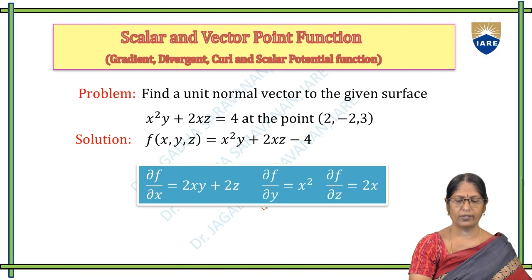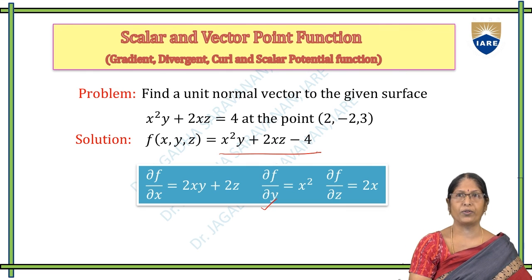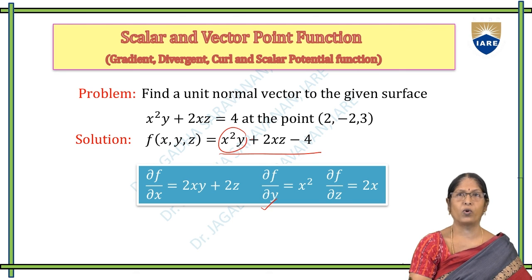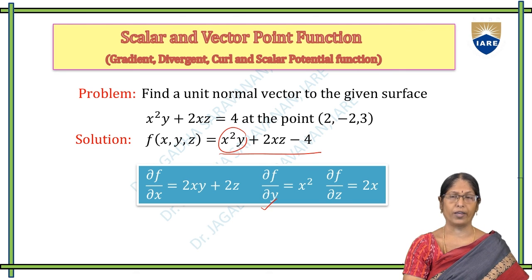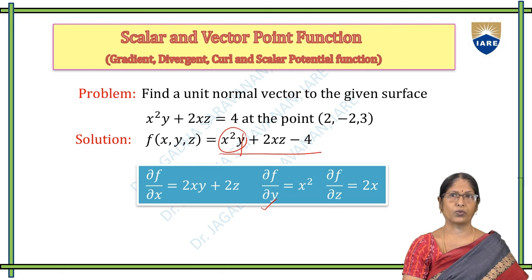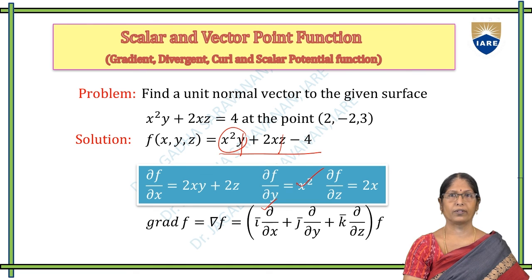Now the next one is dou f by dou y. In this particular question, we are searching where y is. Only the first term has the variable y, so the differentiation is 1, and 1 into x square is x square. Then dou f by dou z: here it is 1 into 2x.